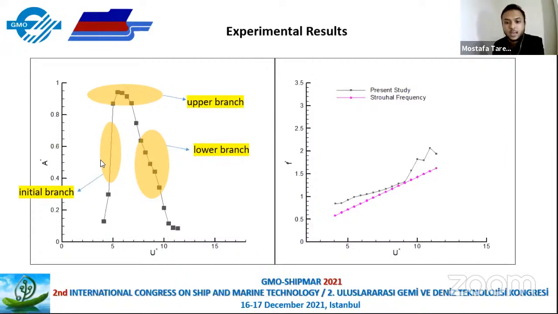On the right-hand side, we can see Strouhal frequency. And we should note here that Strouhal frequency is dedicated to stationary cylinders. It's not used for cylinders in motion. We only use this as a reference.